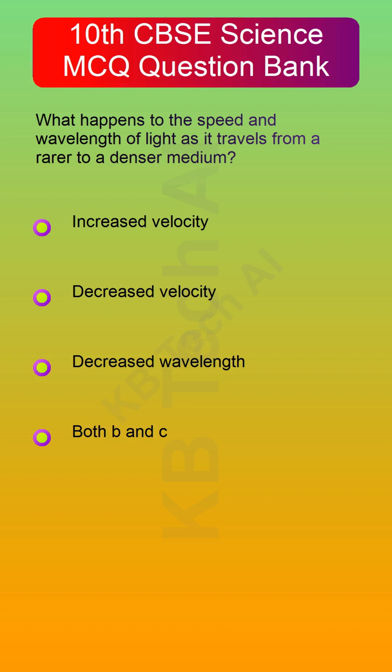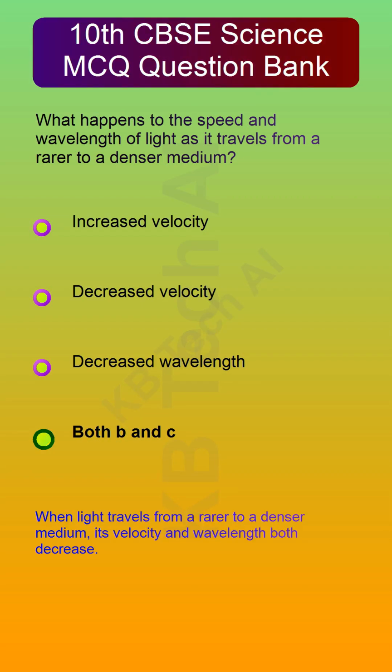What happens to the speed and wavelength of light as it travels from a rarer to a denser medium? Option 1, increased velocity. Option 2, decreased velocity. Option 3, decreased wavelength. Option 4, both B and C. The answer is option 4, both B and C.